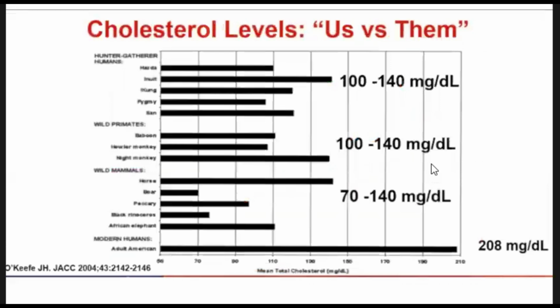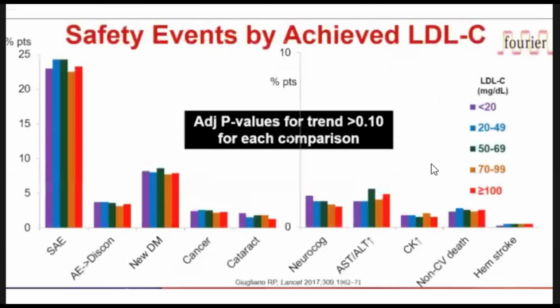And we will see that when you compare the hunter-gatherers' LDL and total cholesterol level with modern human cholesterol, it is around the range of 100 to 140. Our cholesterol range is around 200. Other wild primates like baboons have cholesterol closer to the hunter-gatherers' level, and the wild elephant and bear's cholesterol is between 70 and 140. So the modern human's total cholesterol level is close to 200, mainly because of diet and sedentary lifestyle.